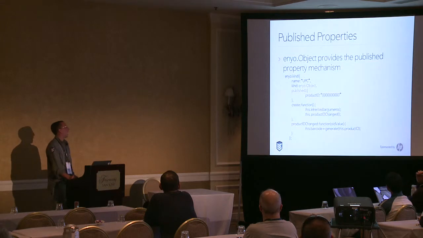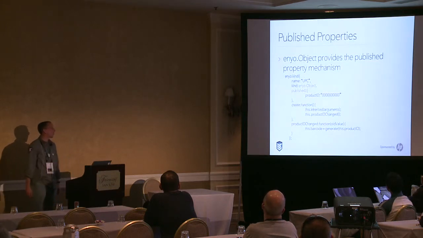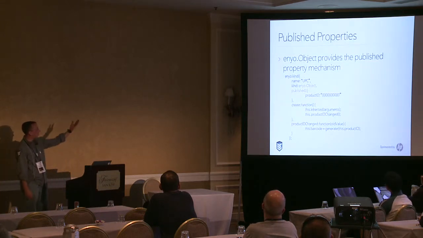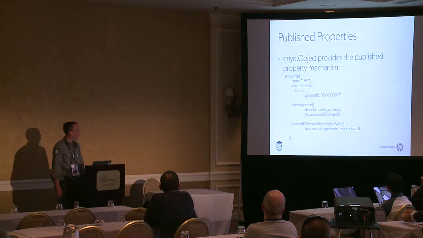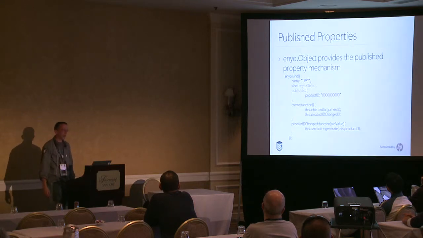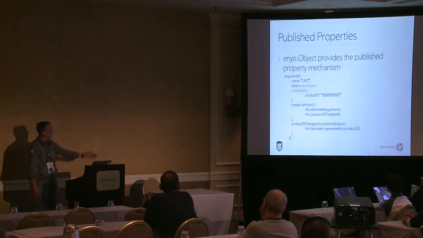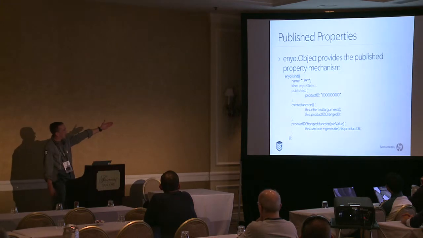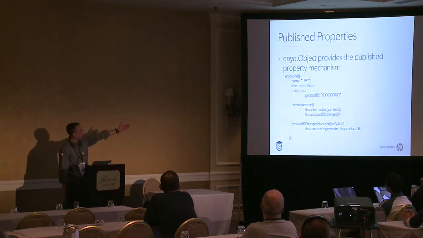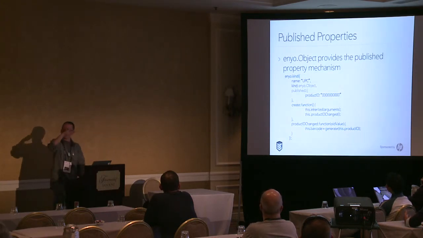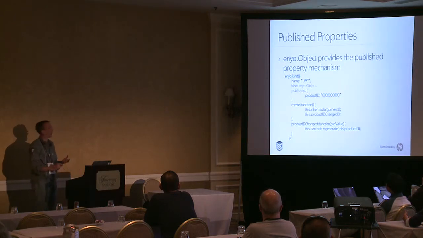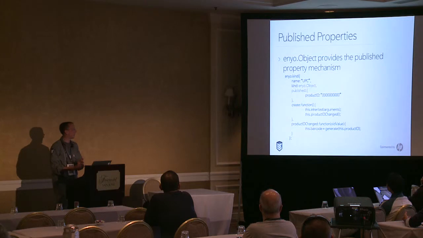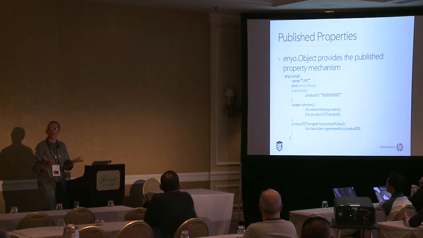All right. Part of the core, basically, Enyo.object is the lowest level that we start building everything else off of. And Enyo.object provides this thing called the published property mechanism. What that means is I can specify a published property in my kind, and every property in there gets automatic setter and getter methods. So in this case, I'd have an automatic function available to me called setProductID and getProductID.